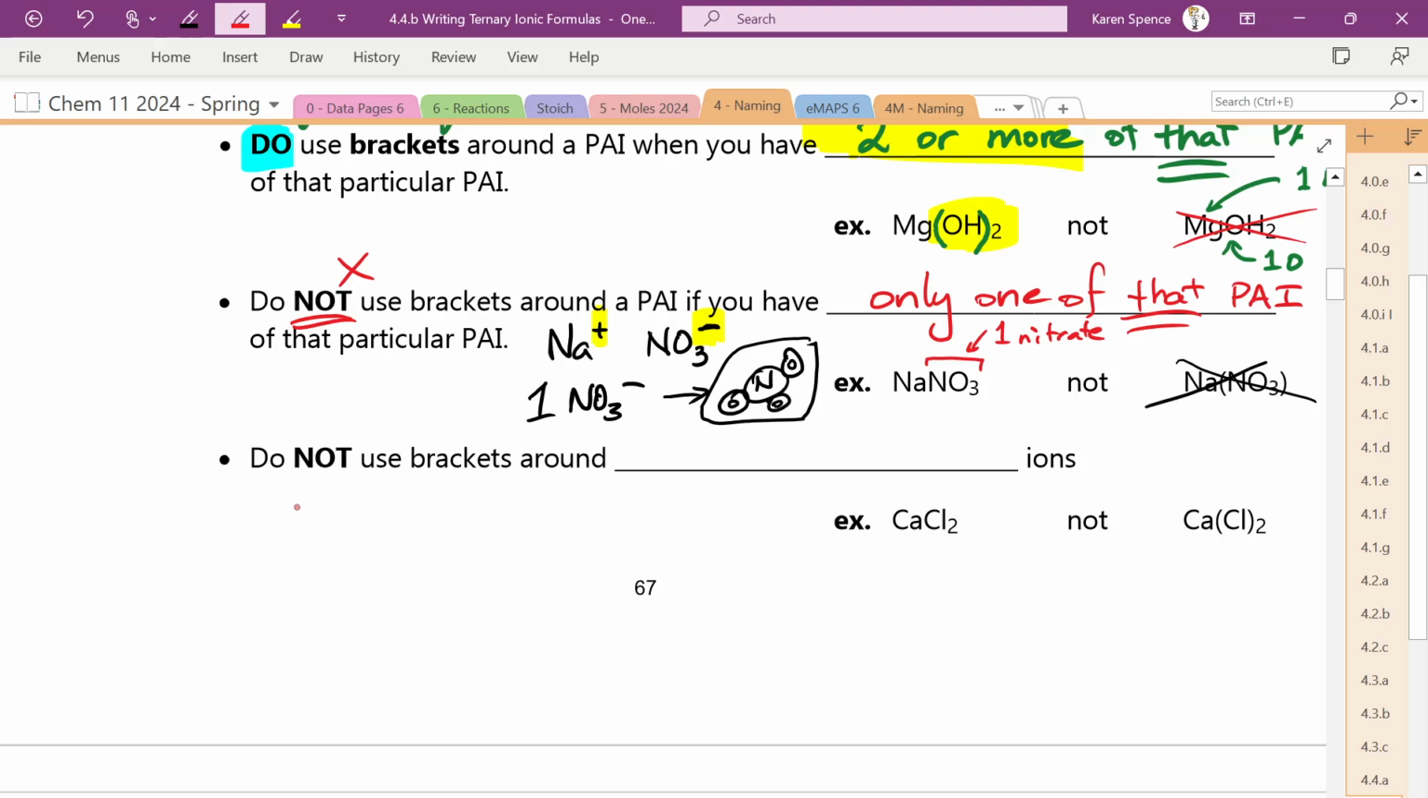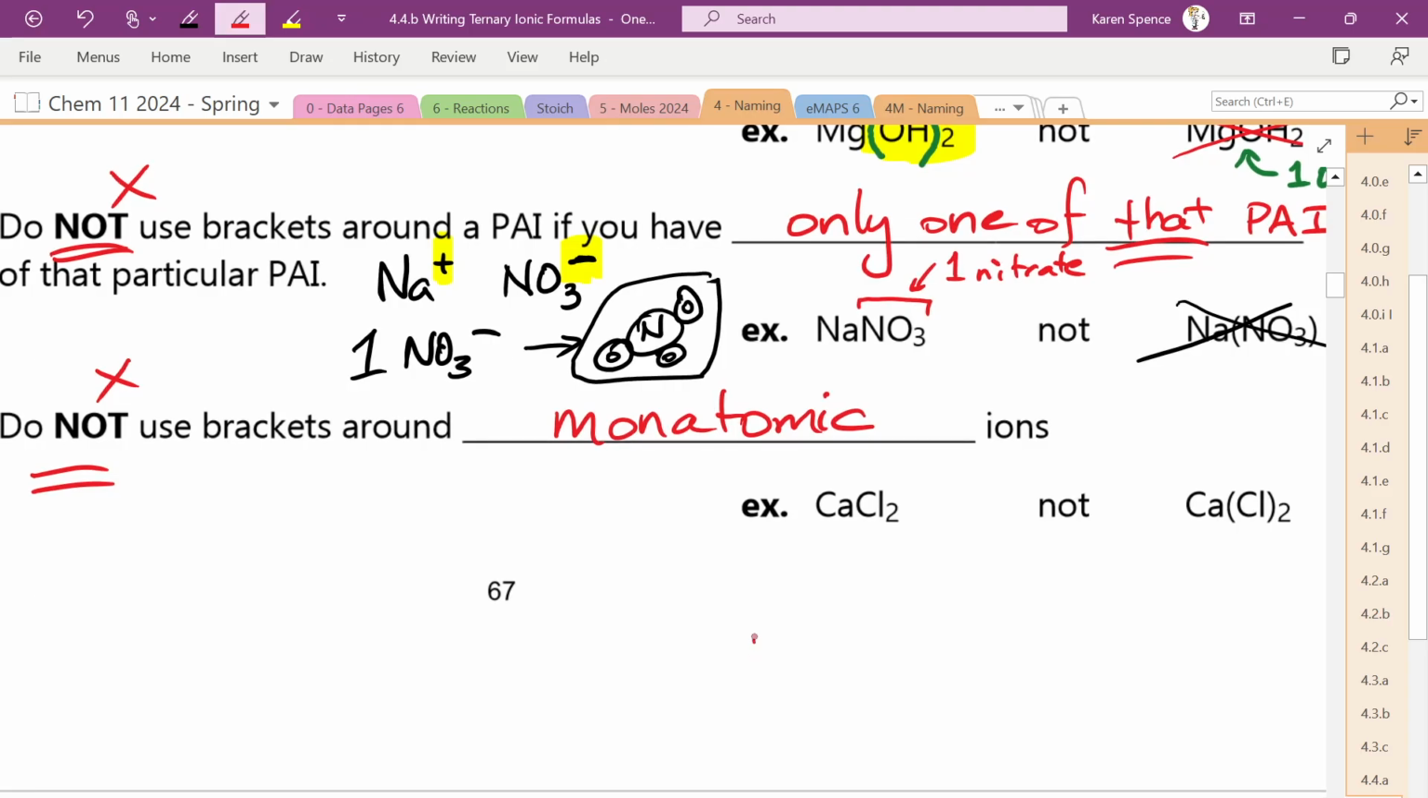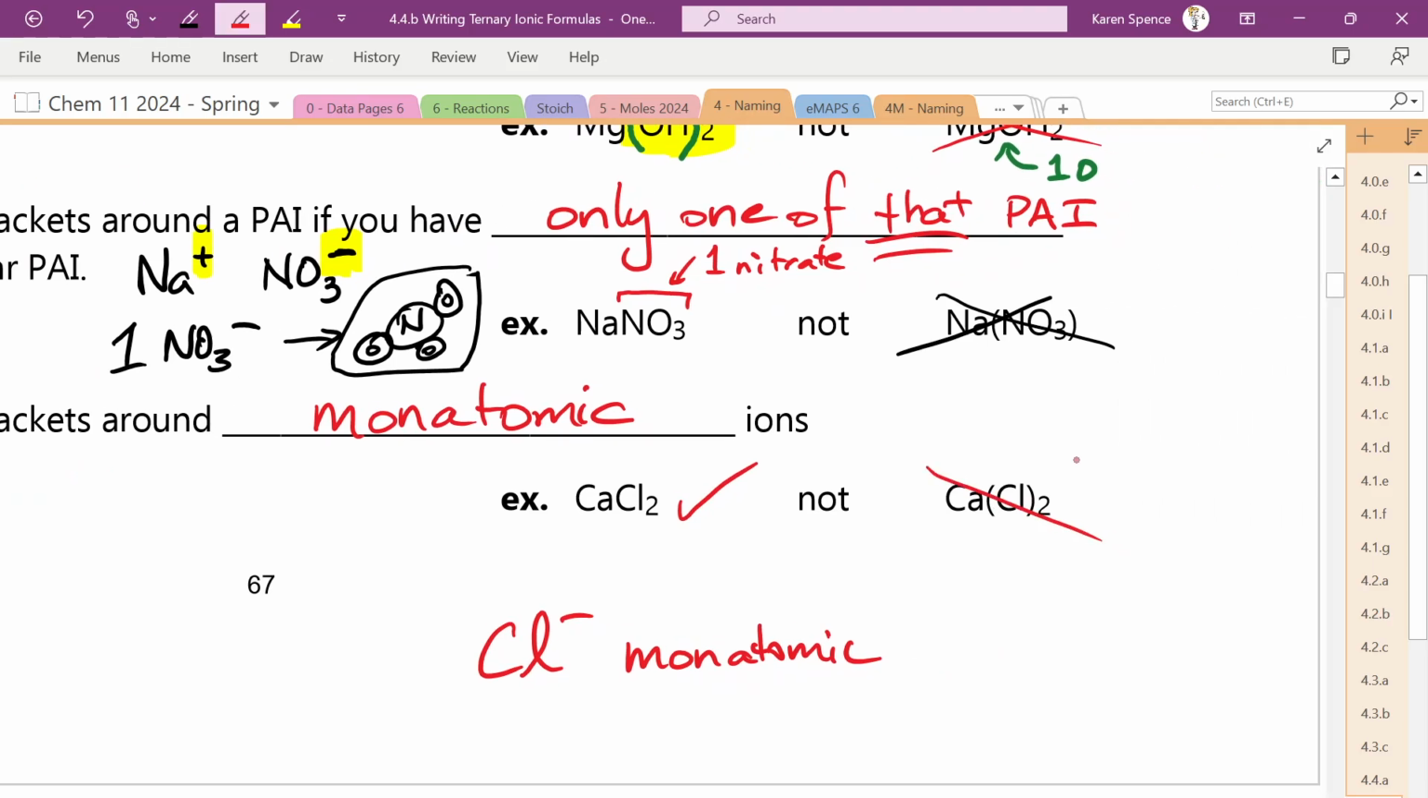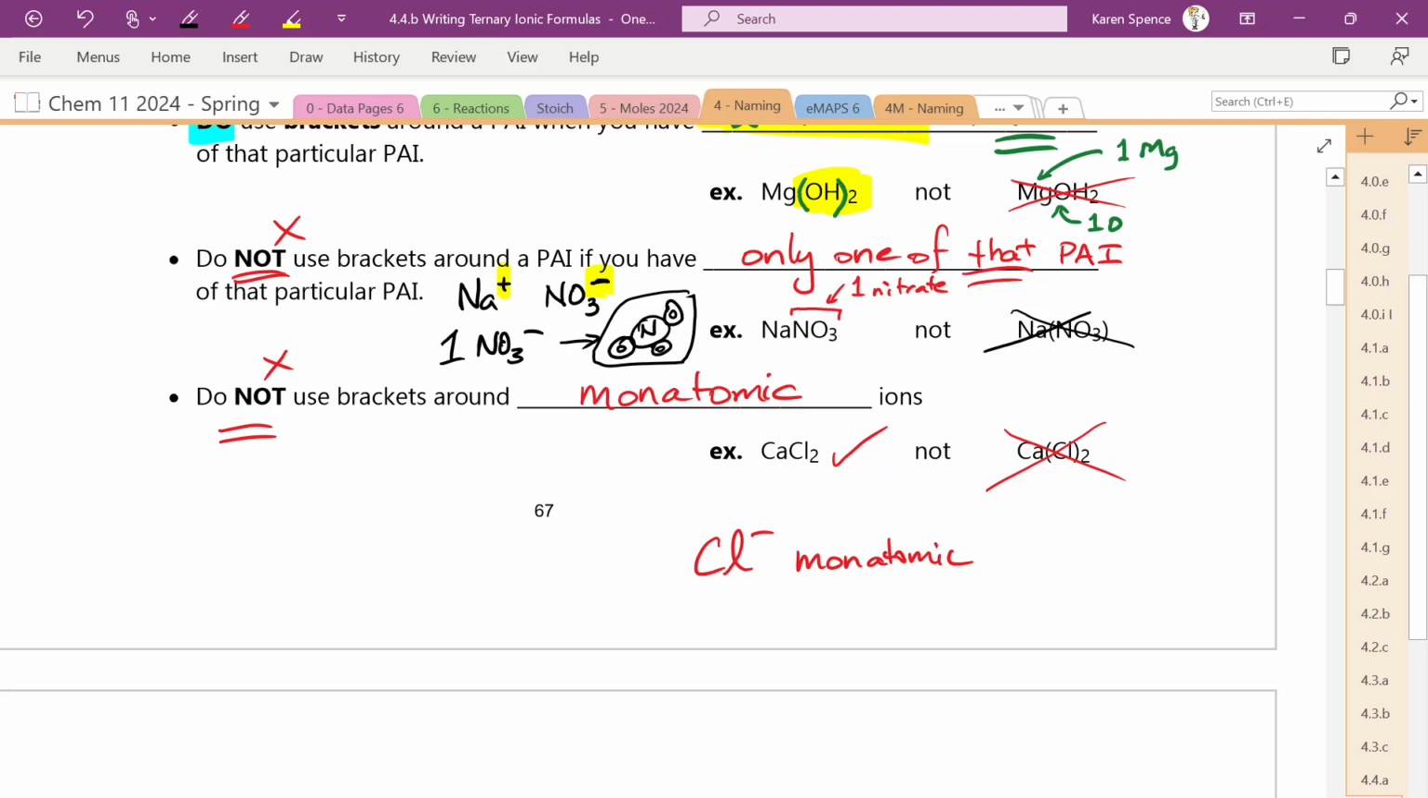The other thing is do not use brackets around monatomic ions. So chloride is just Cl minus, that is monatomic. So it's just Cl2, this is good. Do not put brackets around it, that is bad. Okay? So that's use your brackets, don't use your brackets. Use your brackets, don't use your brackets. Okay, next page.